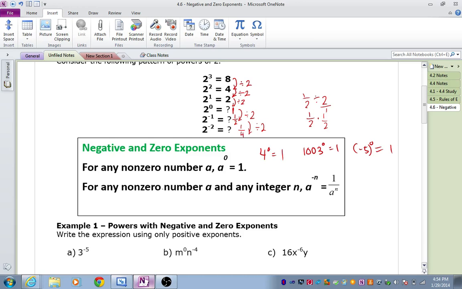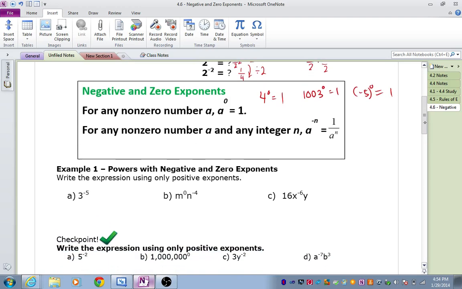For any non-zero number a and any integer n, a to the negative n means 1 over a to the n. Now I know that looks a little bit strange, and hopefully once we do some examples it'll make a little more sense. But you'll notice that our a ends up in the denominator of a fraction, the exponent n goes with it, and our negative changes to a positive. So we take 1 over this, but just get rid of that negative.